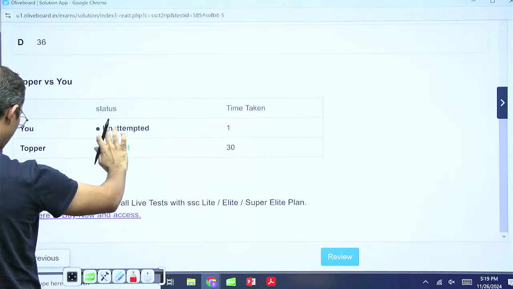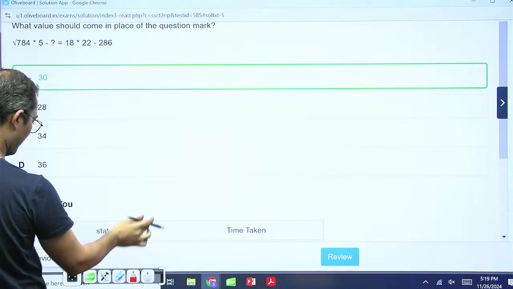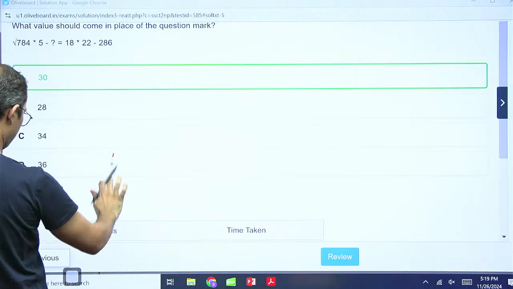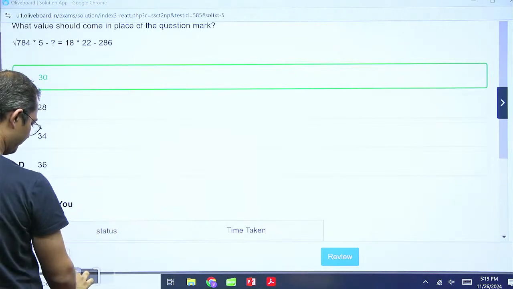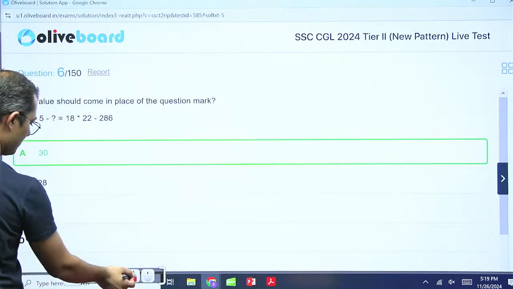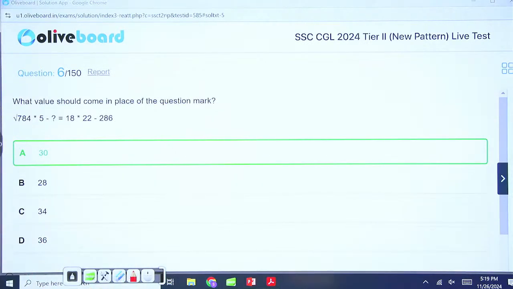See, view the solution. Okay, no problem. Tell me what is the answer for this question. See, A is the right answer. Again, a very simple question.